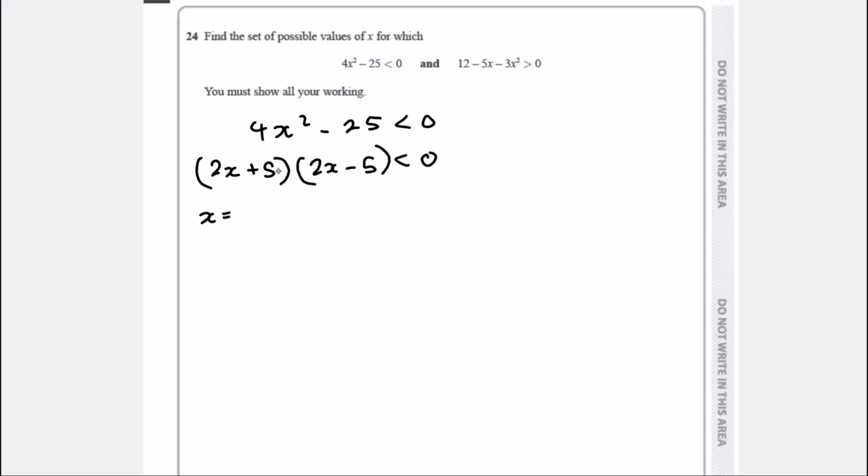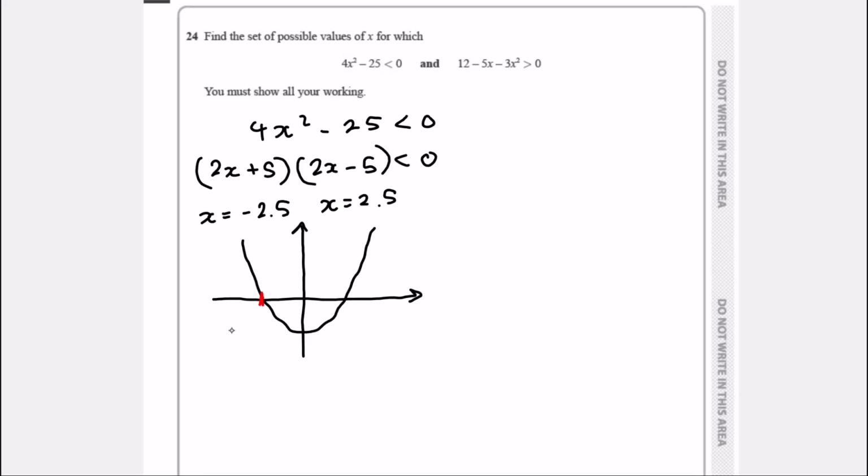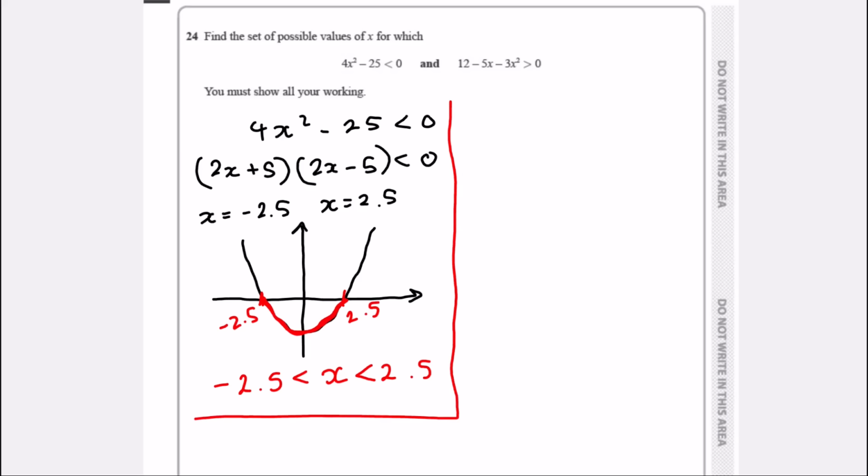So x is equal, what makes the first bracket 0? Minus 2.5. Makes the second bracket 0, plus 2.5. So minus 2.5 and 2.5 are the points where it's equal to 0. We want to know where it's less than 0. So if we sketch the graph, it's a quadratic graph that crosses at minus 2.5 and 2.5. Where is it less than 0? Less than 0 is below the x-axis. That's this part here. So it is between minus 2.5 and 2.5.